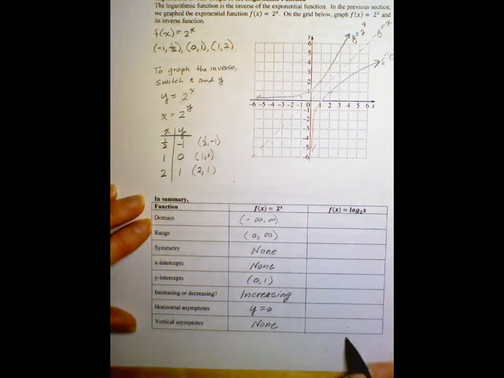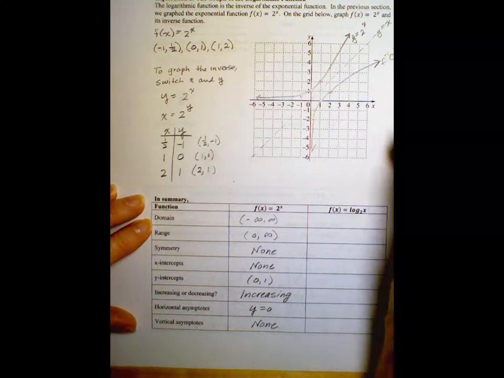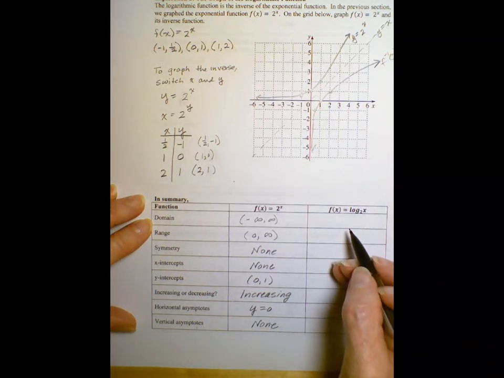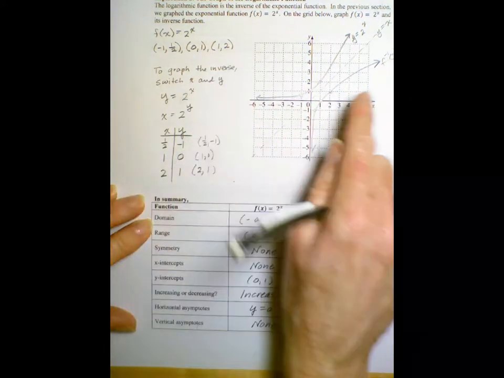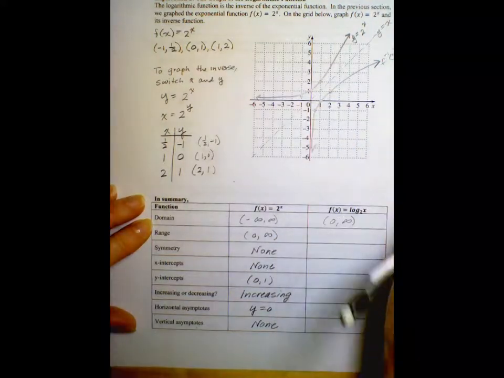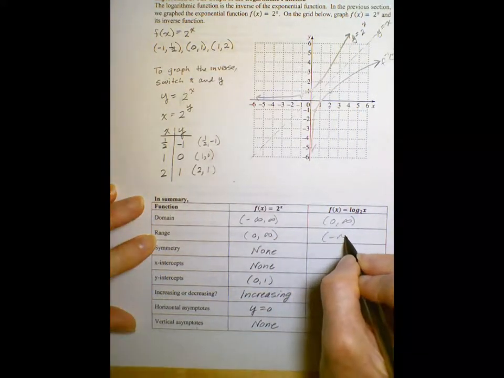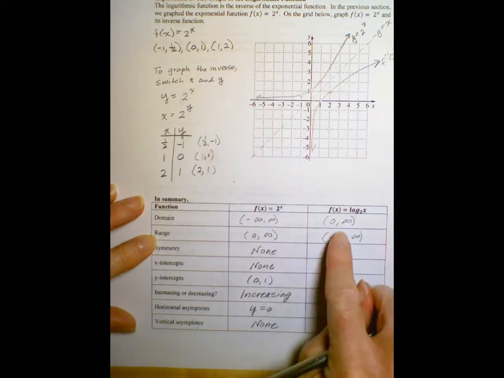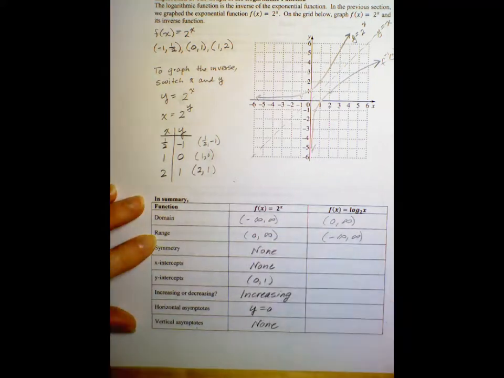Let's do the same now for our inverse function. The domain: we never go below 0 for x, so 0 to positive infinity. What about the range? Low to high, it's all real numbers. Notice domain and range have switched. We switched x and y, and the domain and range switched.